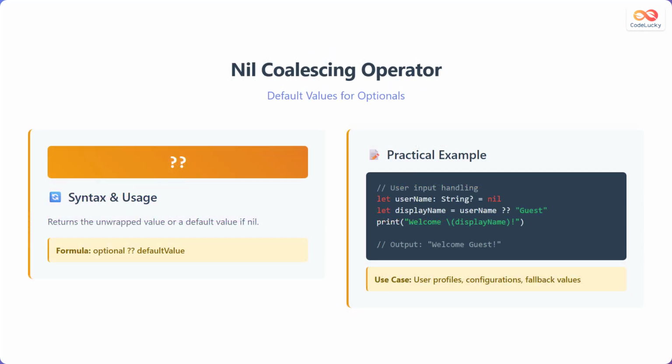The nil coalescing operator, represented by 2 question marks, provides a concise way to supply default values for optionals. This operator returns the unwrapped value if the optional contains a value, or returns the default value if the optional is nil. It's incredibly useful for user interface scenarios, like displaying a user's name or showing guest if no name is available. The nil coalescing operator works with any type and can be chained multiple times. It's much cleaner than using if-let statements when you simply need a fallback value. This operator is commonly used in user profiles, configuration settings, and any scenario where you need sensible defaults for missing data.